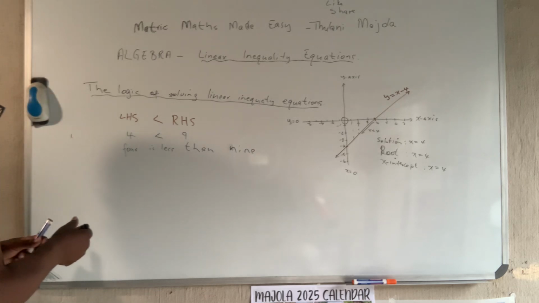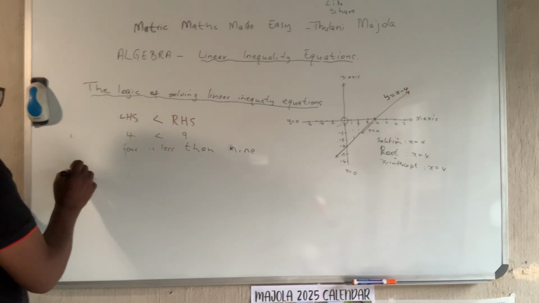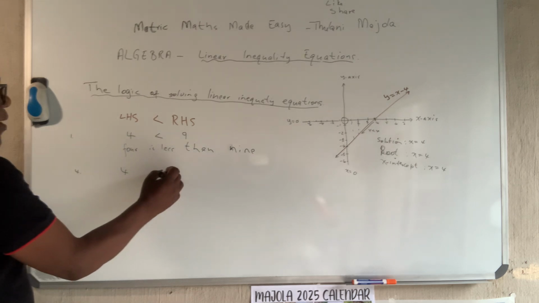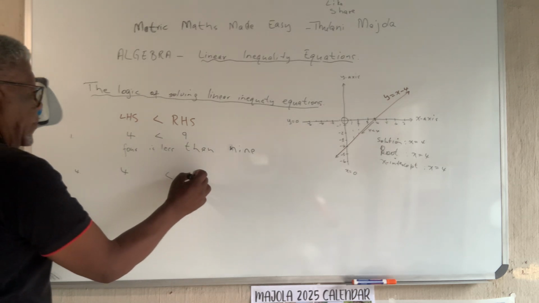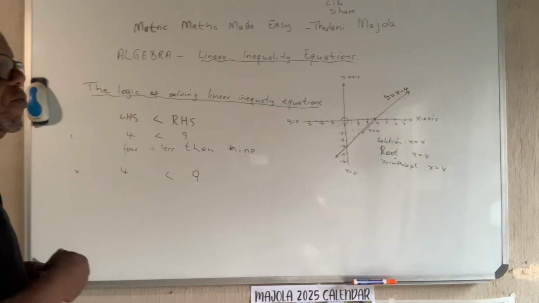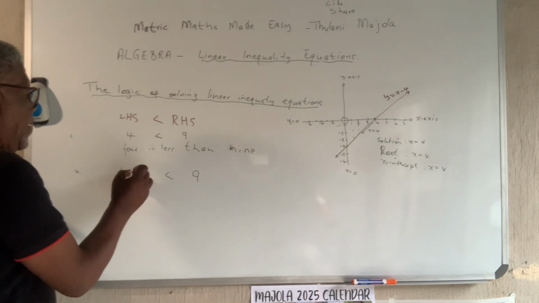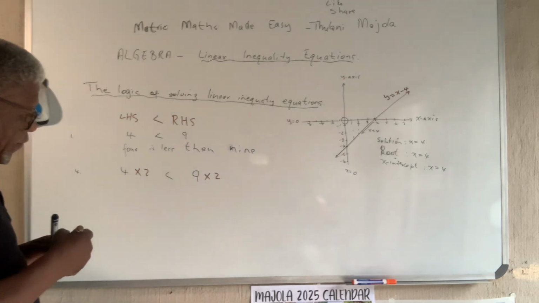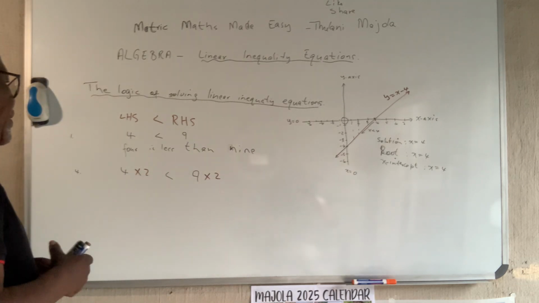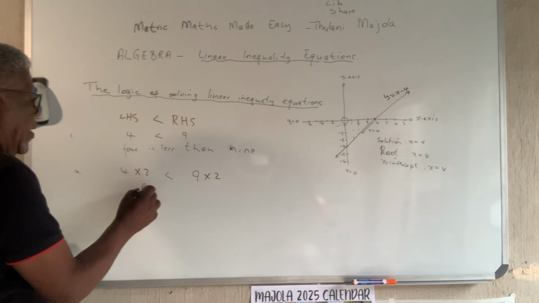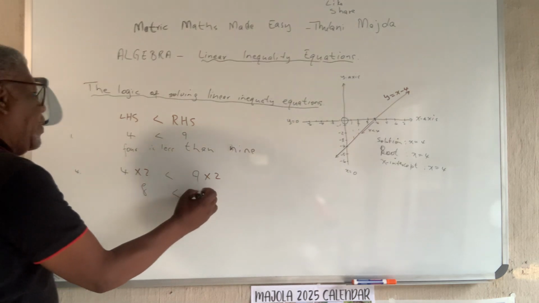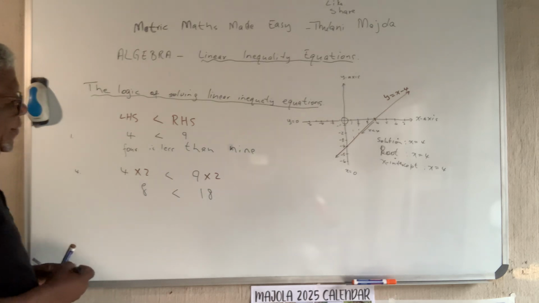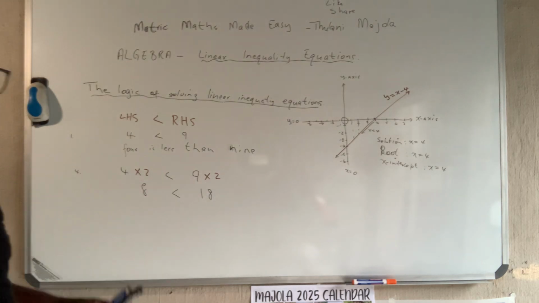So what if we multiply? 4 is less than 9. Now we multiply by 2. So we multiply by 2 and multiply by 2. 4 times 2 is 8, is less than 9 times 2 is 18. So it's still true.